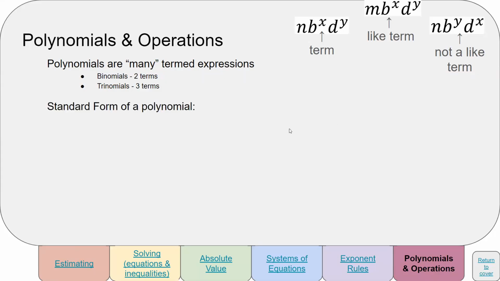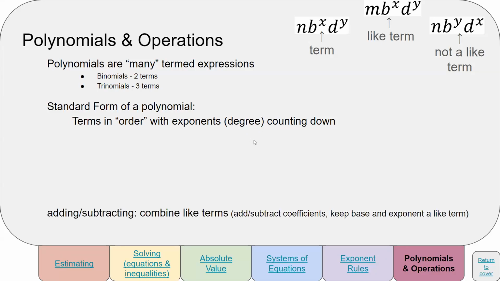All right, standard form of a polynomial. We have a bunch of different standard forms, but if I'm talking a generic standard form of a polynomial, we want the terms to be in order so that everybody would be able to figure out what we've got, and they're a little easier to work with in a lot of cases. And for the standard form of a polynomial, we want our terms in order with the exponents, which is also a way that we call the degree of a term, counting down. And then when we're adding and subtracting, I'm going to come to that in a minute.